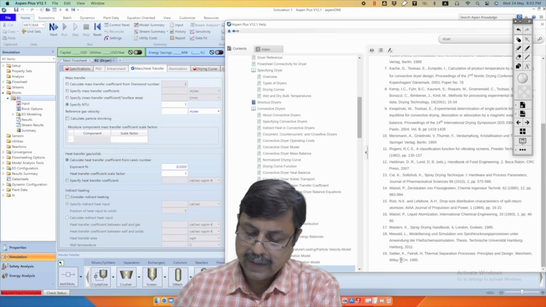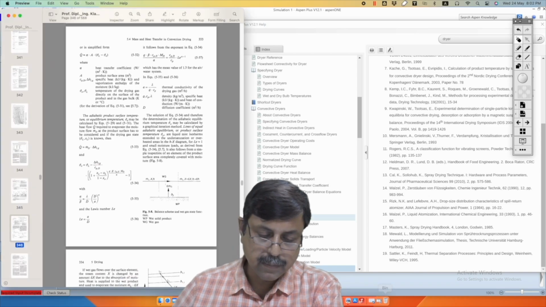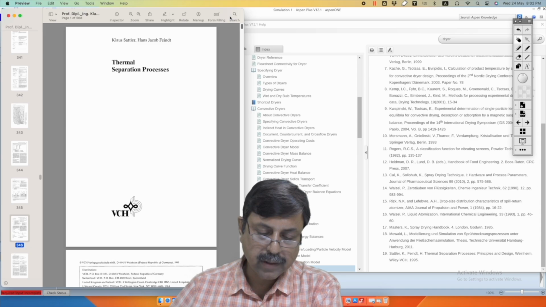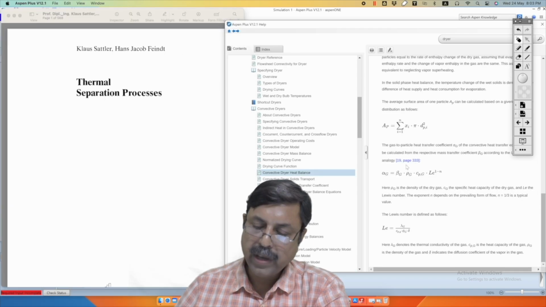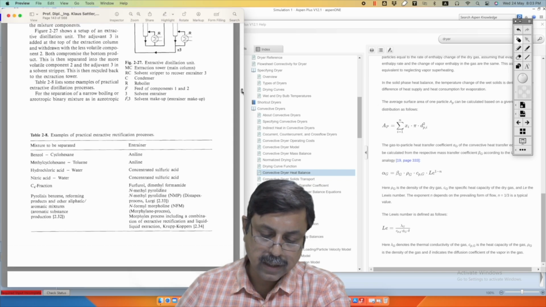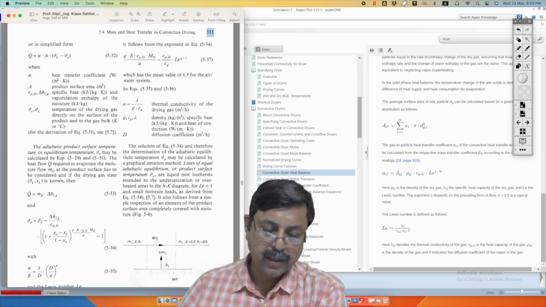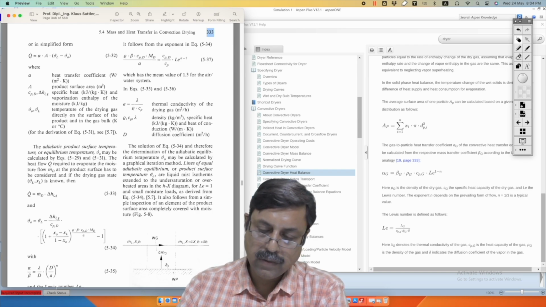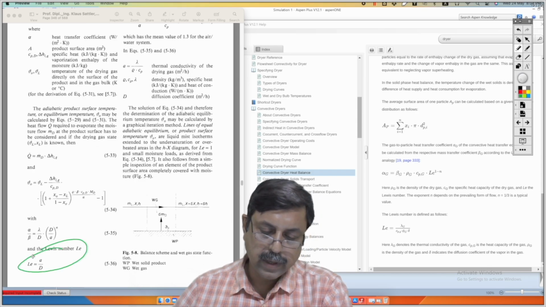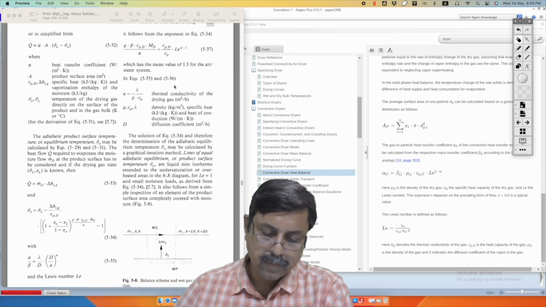So it is Sattler K and this book, Thermal Separation Processes. So I have got a copy of that book. We have to go to page number 333. So let us go to page number 333. Yeah, so this is page number 333. And you will find the Lewis number over here. So this is the Lewis number, which eventually may be calculated by this.